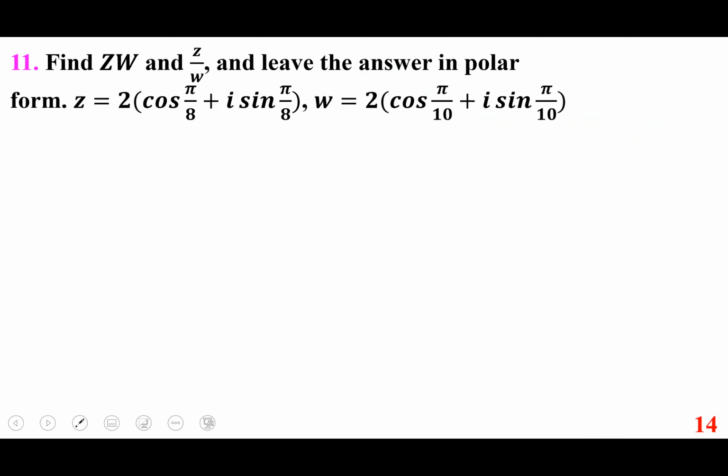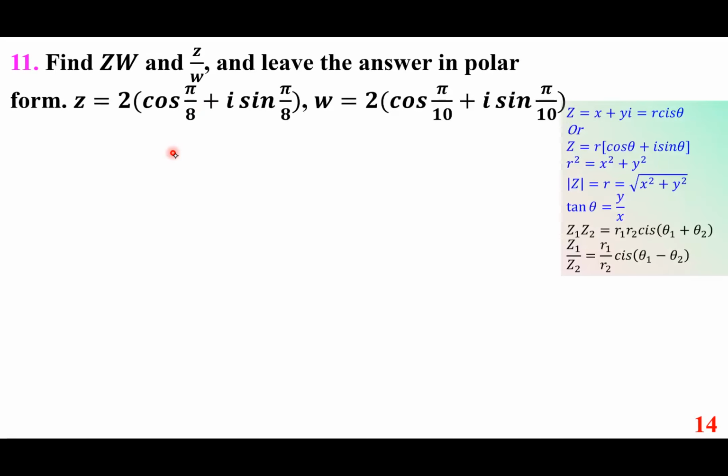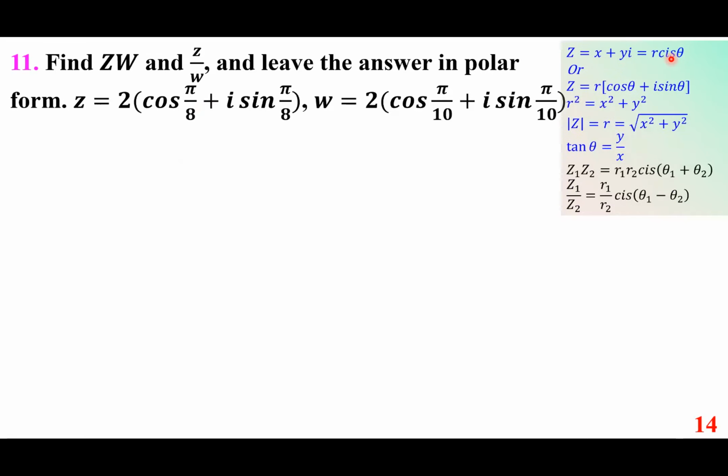We want to find z times w and z over w. In other words, we want to multiply and divide complex numbers and leave the answer in polar form. So we're going to keep it in polar form. I'm going to remind everybody, when z is r cis theta and all of the above, if we want to multiply two numbers, we multiply the modulus and then we add up the arguments. If we want to divide them, we divide the modulus, the magnitudes, and we write the difference of the arguments.